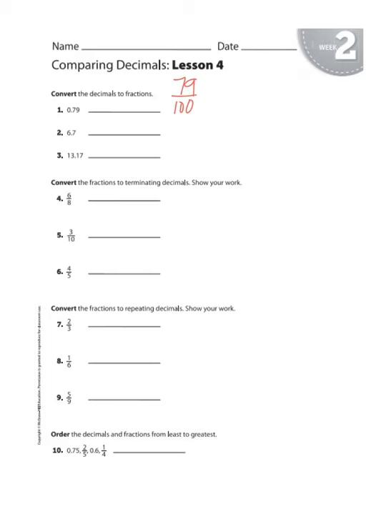4 through 6, convert the fractions to terminating decimals. So you would take your numerator, divide it by your denominator, and give me your decimal answer. 7 through 9, convert the fractions to repeating decimals. So 2 divided by 3 is going to be 0.666 dot, dot, dot for repeating.